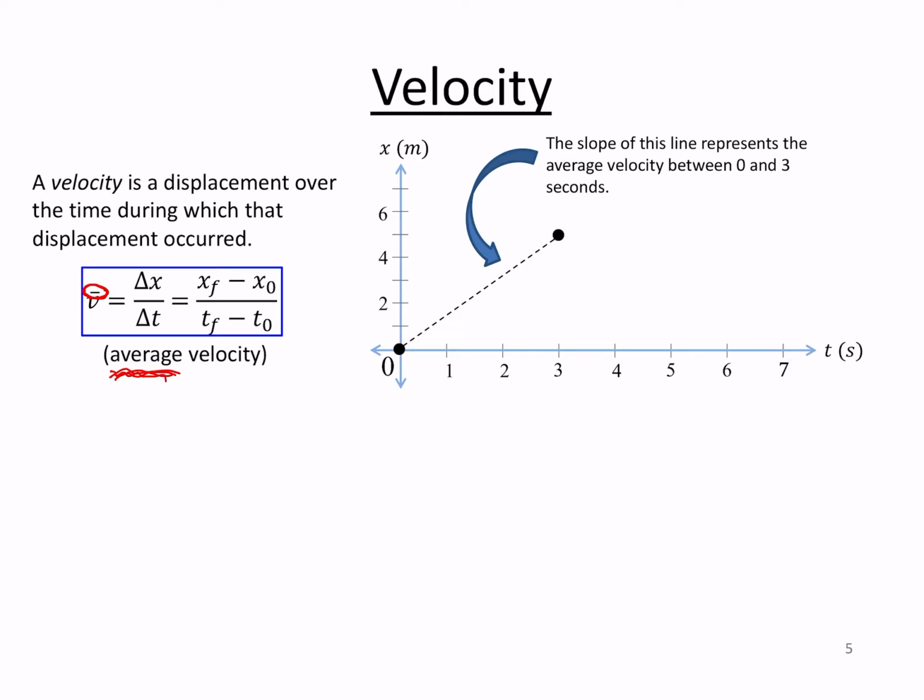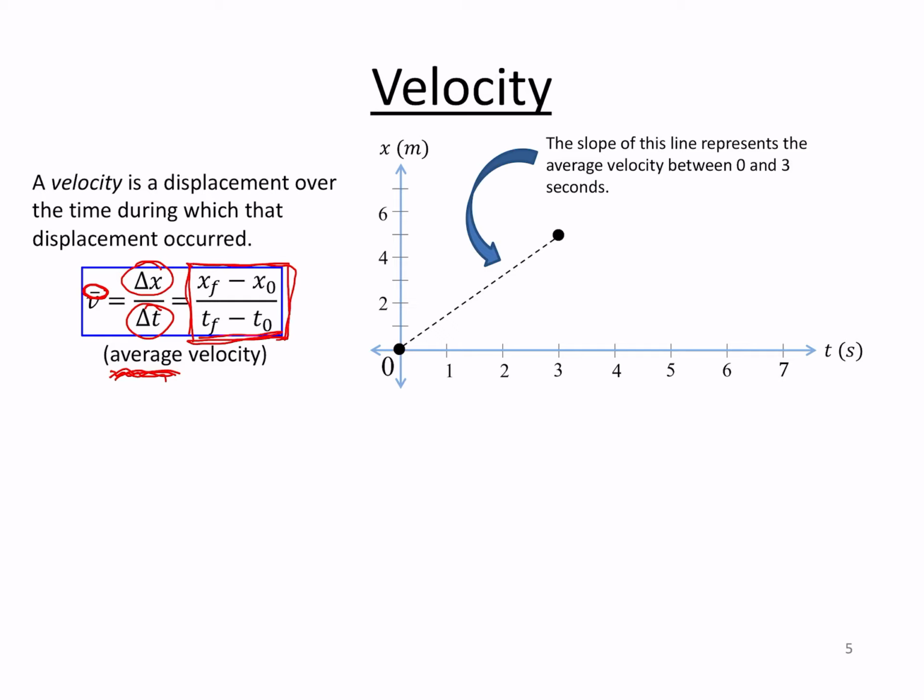All right? So a velocity is a displacement over the time during which that displacement occurred. In other words, it's the rate of change of position. So displacement is a change in position, and velocity tells you how quickly or over what period of time that displacement occurred. And you can see that in the equation here. We've got a displacement on the top. We've got delta t, a change in time, in the denominator. And I've written out what those things mean here on the right-hand side of the equation.